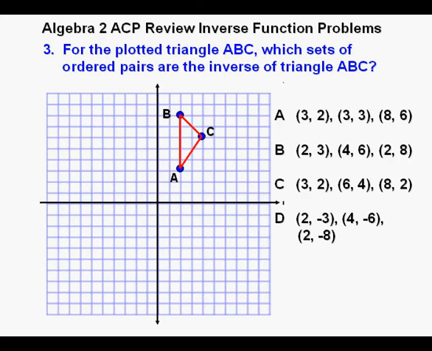Inverse function problem 3. For the plotted triangle ABC, which sets of ordered pairs are the inverse of triangle ABC? Again, many ways are available to do this problem. I think that since we have ordered pairs as answers, a good strategy would be to find the ordered pairs of points A, B, and C. The coordinates of A are 2, 3, the coordinates of B are 2, 8, and the coordinates of C are 4, 6. Then we can write the inverses of these coordinates right below them. A inverted becomes 3, 2, B becomes 8, 2, and C becomes 6, 4. And these inverse points match answer C.